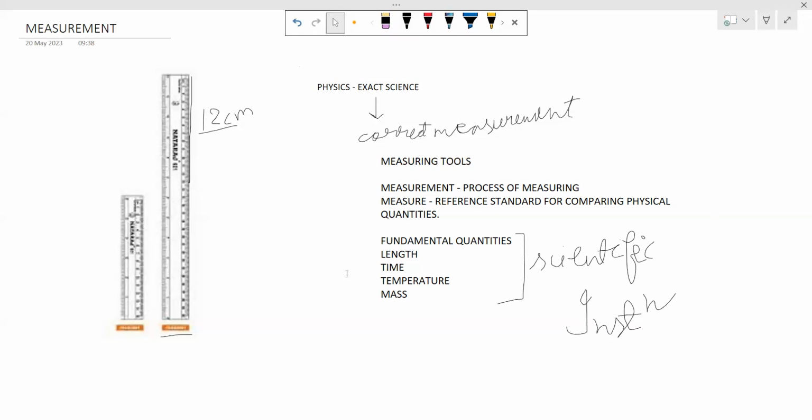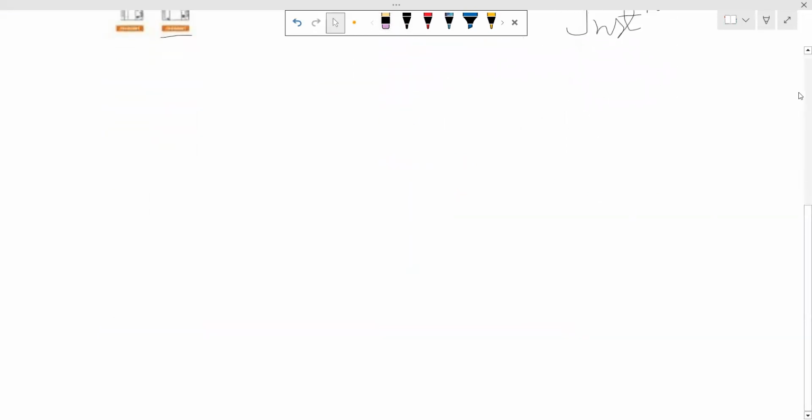So my dear students, now we will learn about parts of measurement. I'm erasing this one. Now we are going to learn about, okay, wait a minute. I can just slide it down also. No problem. Yeah, here I can write.